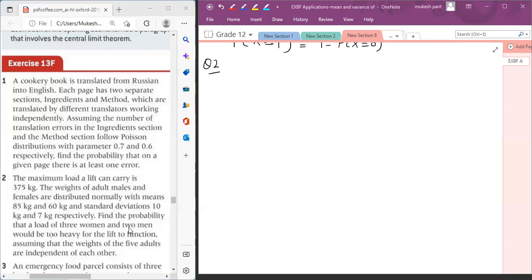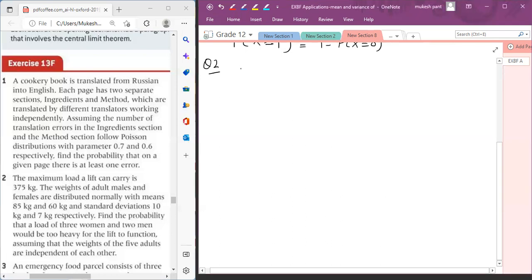So see, we have two different random variables. One is the man, the other one is the woman. In men we have to take two men, right? In females we have to take three females. So first of all we need to find the new distribution, the new mean and new variance. Okay. So first of all I will suppose this here.